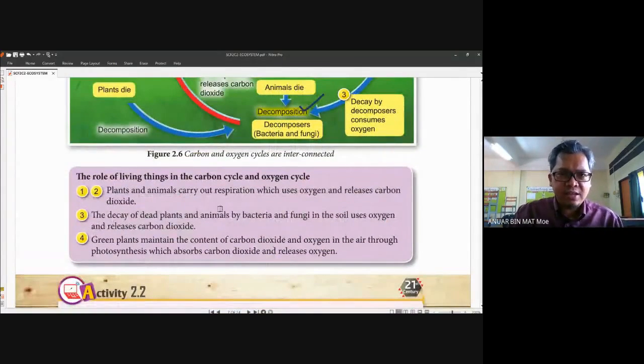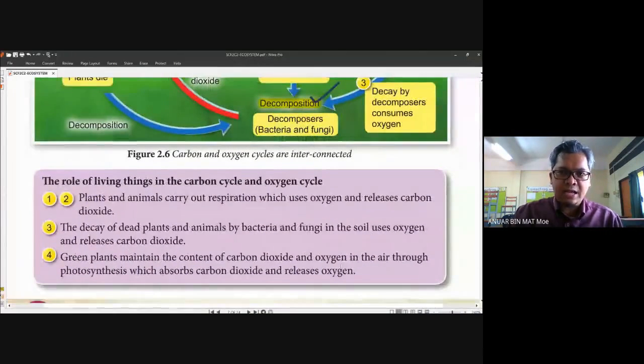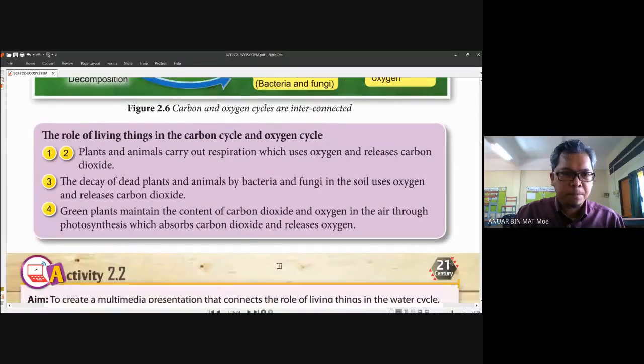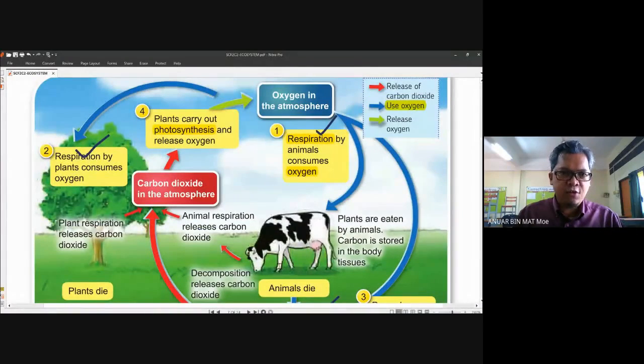The role of living things in the carbon cycle and oxygen cycle, I think you can read it for yourself. I just explained it to you just now. Maybe you do further reading in order to understand what I'm talking about. And then again, can you imagine what would happen if one of the processes is interrupted? For example, when all the green plants are destroyed, and there is no photosynthesis, what do you think is going to happen?